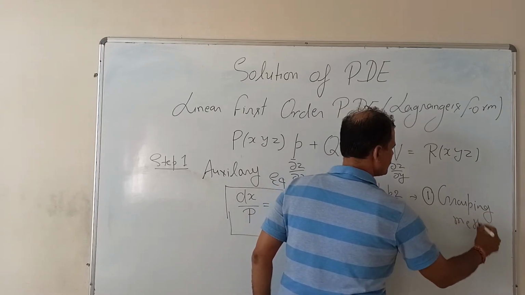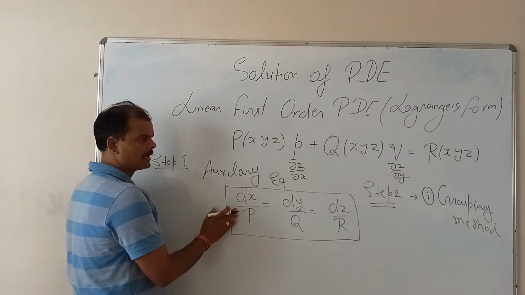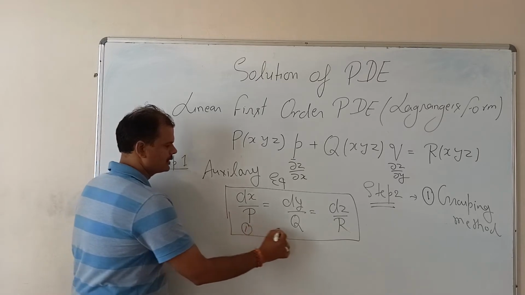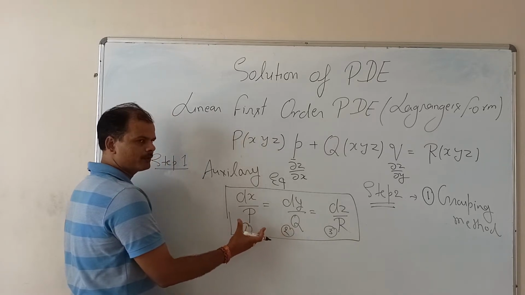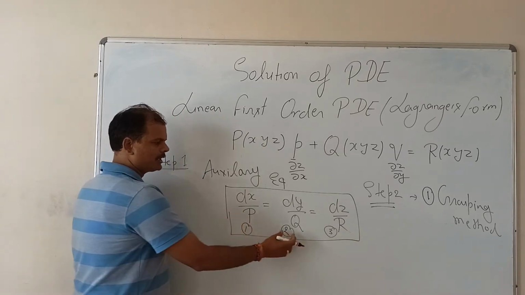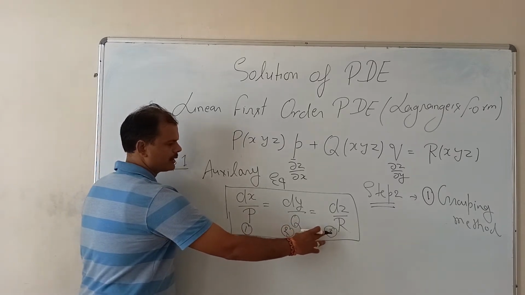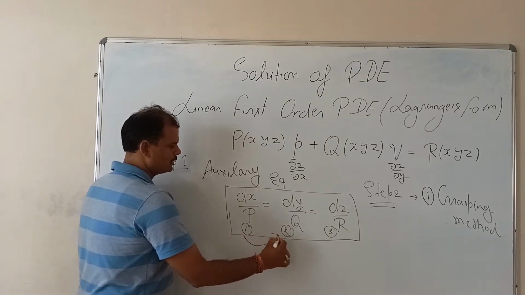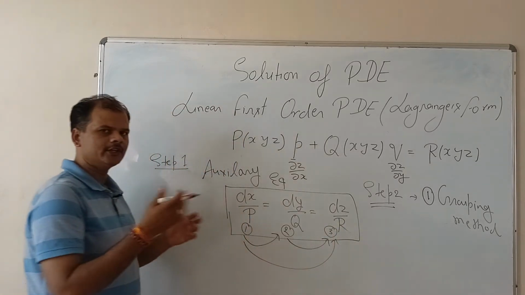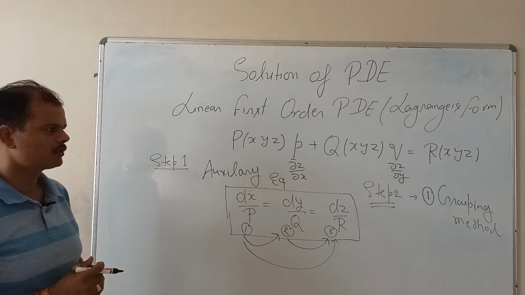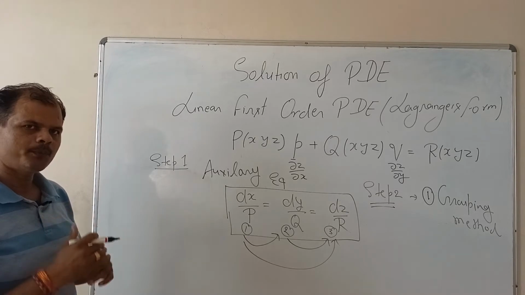What is the grouping method? Grouping method means we take any two fractions and solve them. Like this is the first fraction, this is the second, this is the third. If we take, suppose, 1 and 2, we can have a group. So that is one ratio, we can solve it. Or we can have 2 and 3, or 1 and 3, anything. Any two fractions you can take and solve. This is called the grouping method.